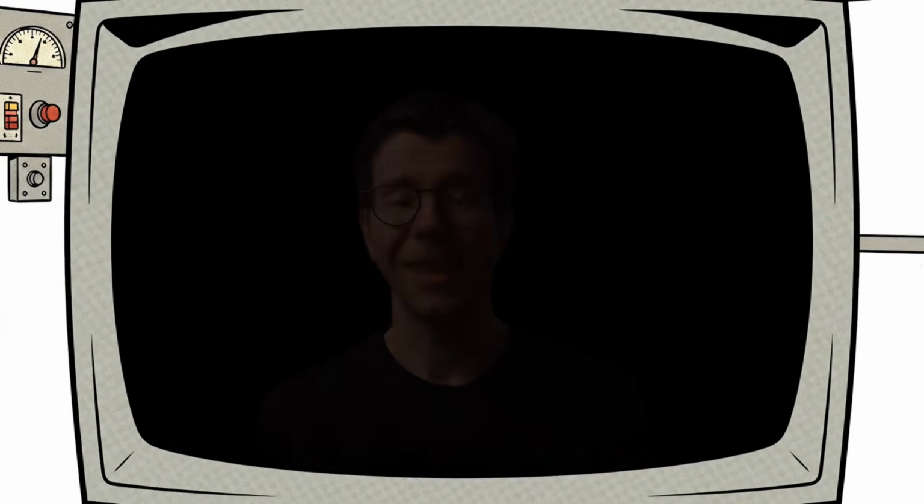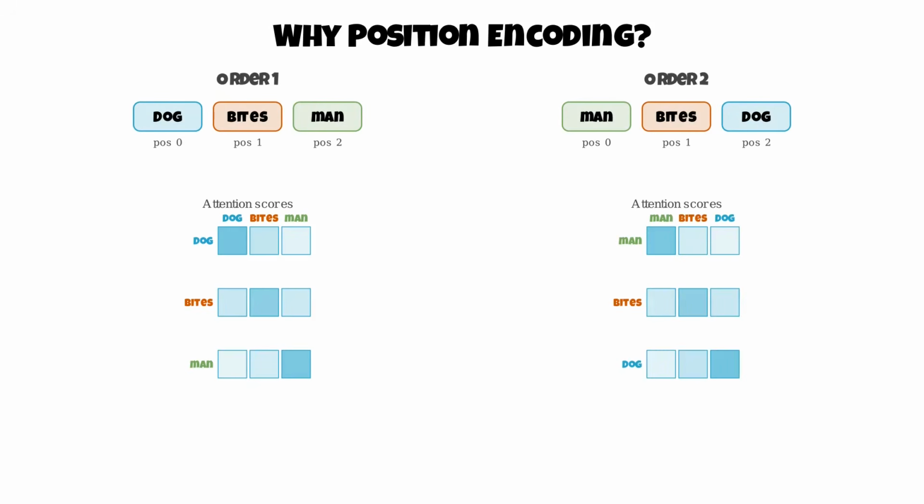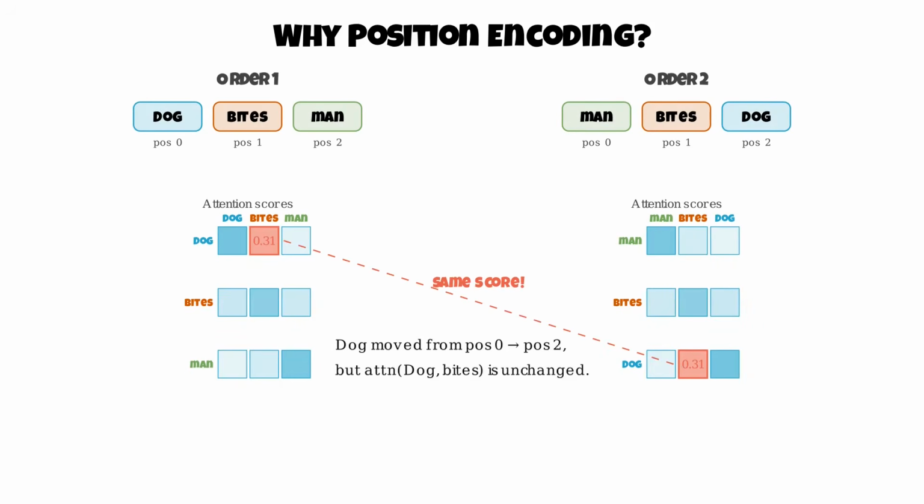Take a look at this. Dog bites man and man bites dog, radically different meanings, right? But to a raw transformer, they're mathematically identical. Standard attention has no built-in notion of order. If you shuffle the tokens, the attention scores between them stay exactly the same. It has zero memory of order. So how do we fix it?